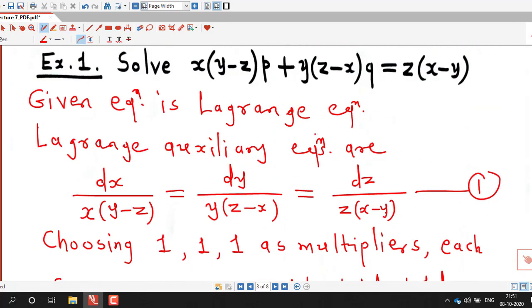Similarly, we have to select another set of multipliers which is independent of these selected multipliers. Another set of multipliers must not be dependent on this first set of multipliers. That means we cannot select 2, 2, 2 as multipliers. Similarly 3, 3, 3 as multipliers. So set of multipliers must be independent of each other.